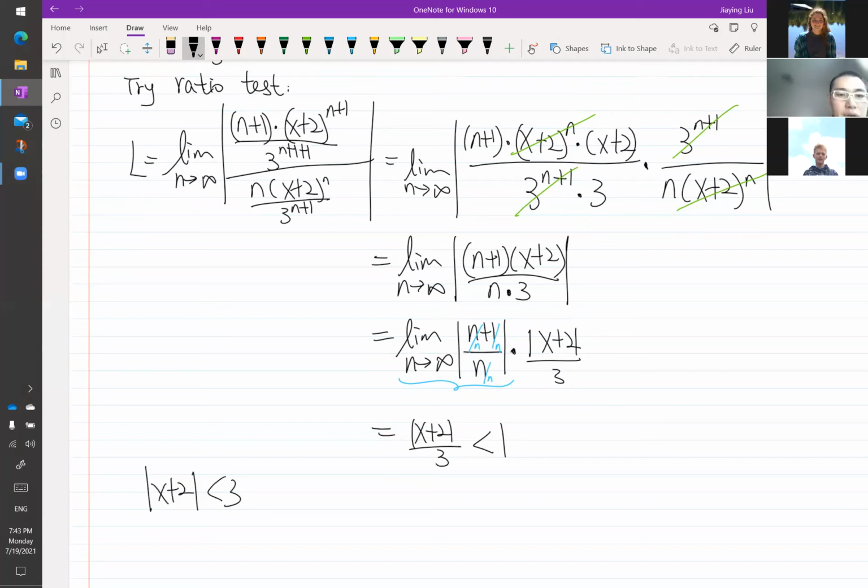Now, this is not in the correct form, so you have to rewrite it as the absolute value of x minus a less than or equal to something. So that's the absolute value of x minus negative 2 less than 3. From this form, this is the R value, this is a.